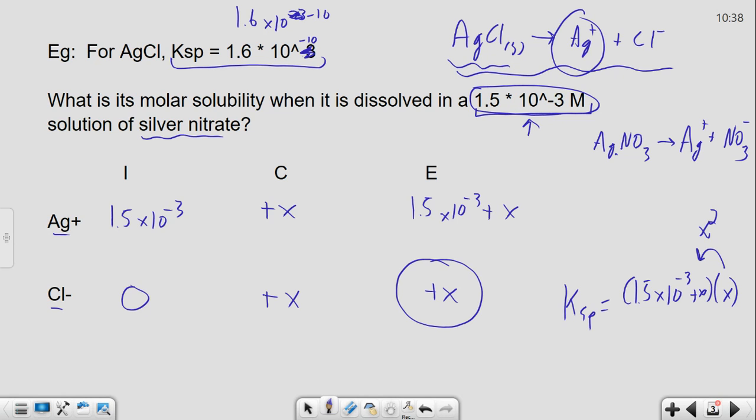You can do it with a quadratic if you want. If you solve this out as x squared plus 1.5 times 10 to the negative 3 x plus 0, technically, equals KSP, and then you move the KSP over and you set it up, you do the quadratic, you should get the exact same answer for x. It would be off by like 0.000000001. By the time you round, that'll disappear. You won't even see it. And that's because this x is so small compared to that number that you can just ignore it there. You don't have to worry about doing it like that.